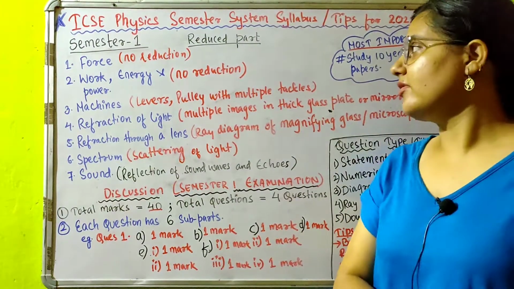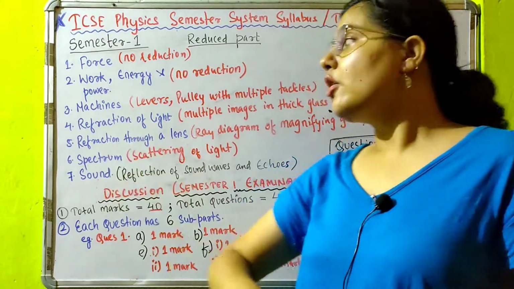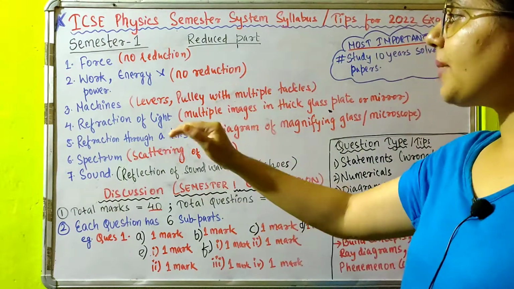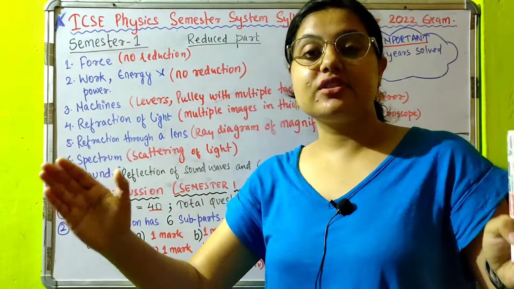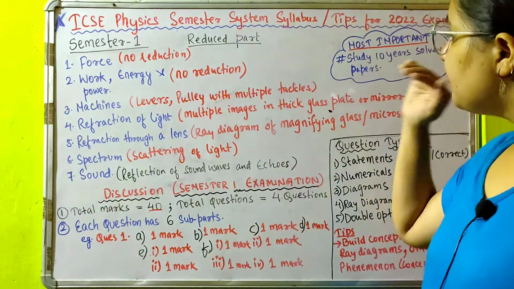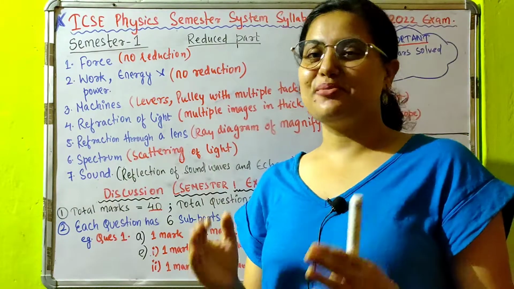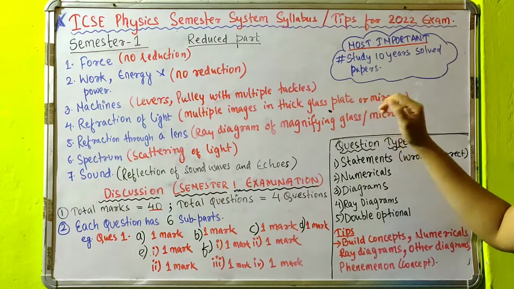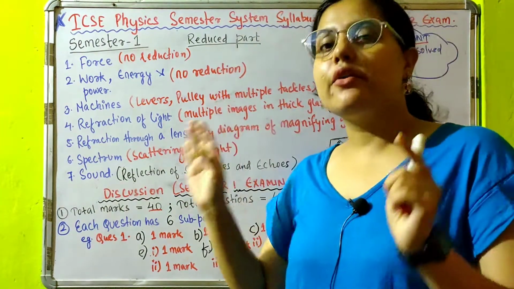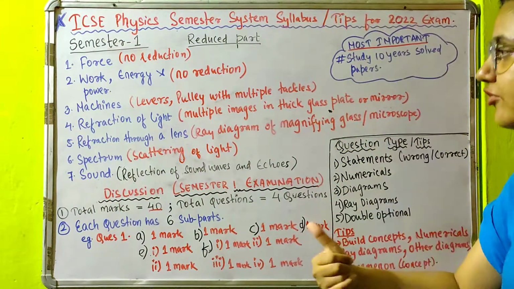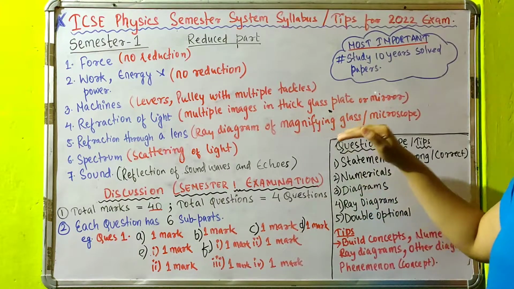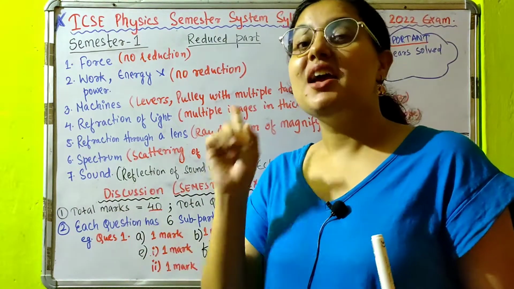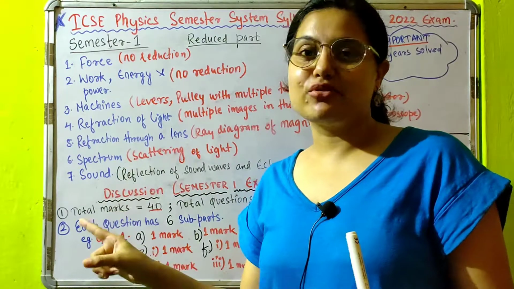Now coming to the reduced part, children, from the chapter force there is no reduction. From the second chapter, work, energy and power, again there is no reduction. From the third chapter, machines, the entire lever section has been reduced. You can cut that part. And the pulley with multiple tackles part has also been reduced. Coming to refraction of light, from this chapter multiple images in thick glass plate or mirror has been reduced. And from refraction through a lens, the ray diagram of magnifying glass and microscope has been reduced, not the ray diagram of the lenses. The ray diagram of the magnifying glass and the microscope has been reduced.